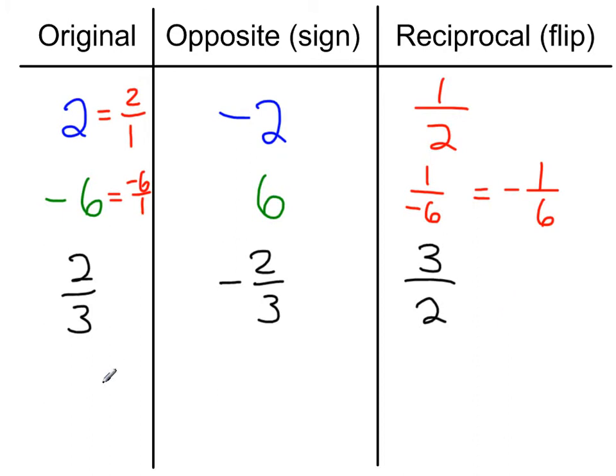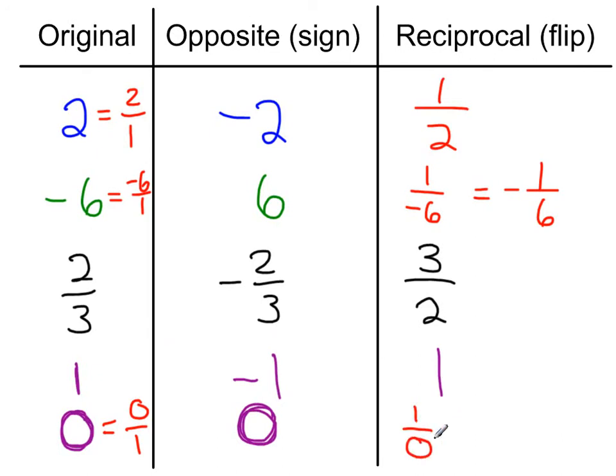Alright, fun one. 1. The opposite of 1, we just change the sign. It's -1. And the reciprocal of 1 is fun because what times 1 gets us 1? Well, 1 times 1. So the reciprocal of 1 is just 1. Kind of a neat one. The next guy, 0. He's a little bit more challenging. The opposite of 0, well, 0 doesn't have a sign, so it just stays 0. The reciprocal is a little bit harder to visualize, so you can view this as 0 over anything. Let's say 0 over 1. You flip it, 1 over 0, which is undefined.